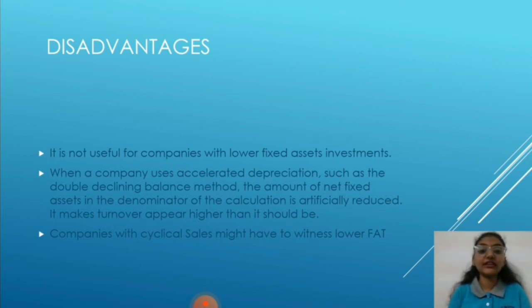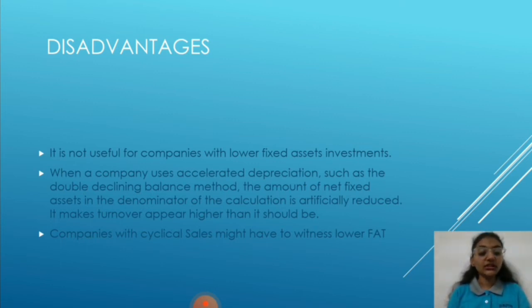Now talking about the disadvantages of this ratio. The first disadvantage is that it's not useful for companies with lower fixed asset investment. Companies like software and IT companies don't have so much use of this ratio, because they have more of their investment in intangible assets. The second disadvantage is that when a company uses accelerated depreciation, such as the double declining balance method, the amount of net fixed assets in the denominator of the calculation is artificially reduced. It makes the turnover appear higher than it should be.